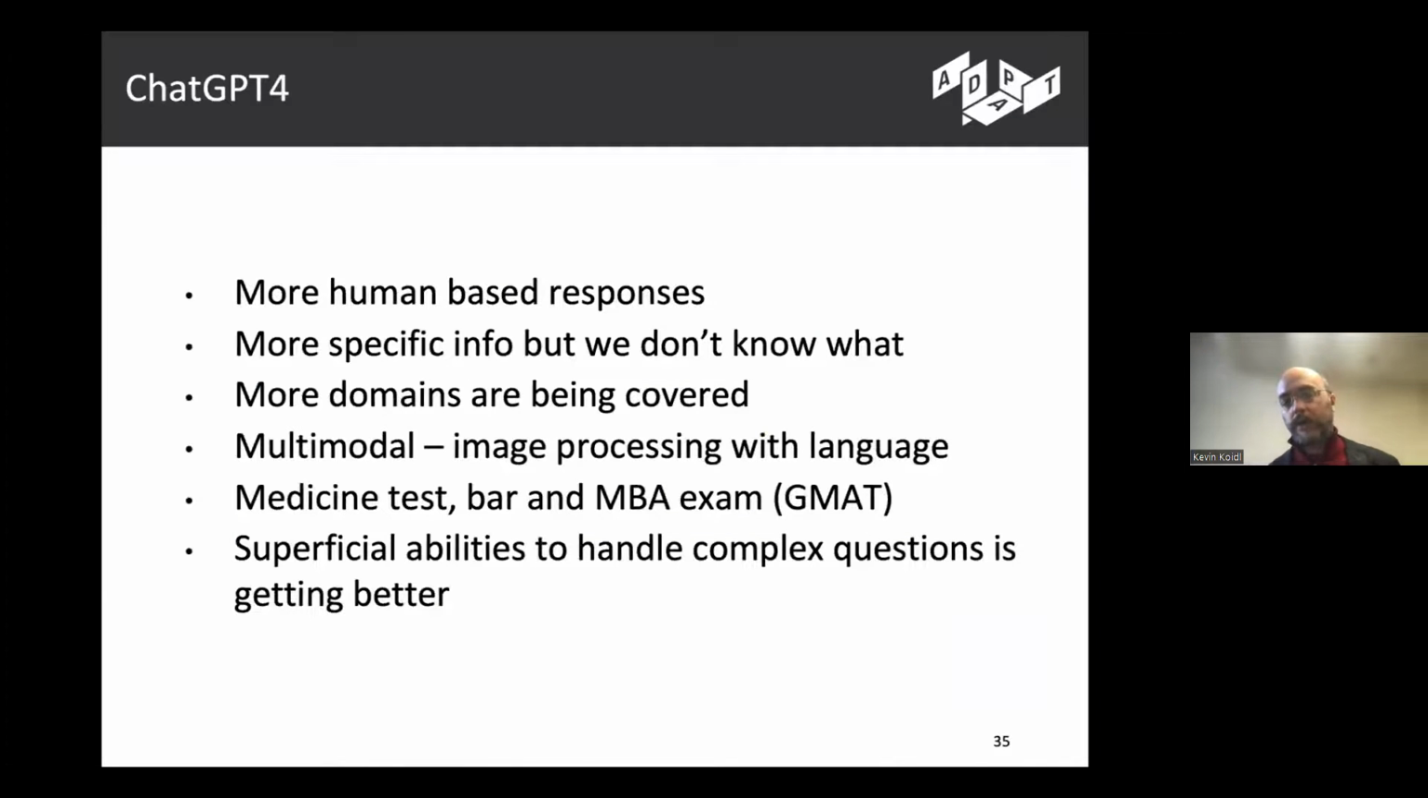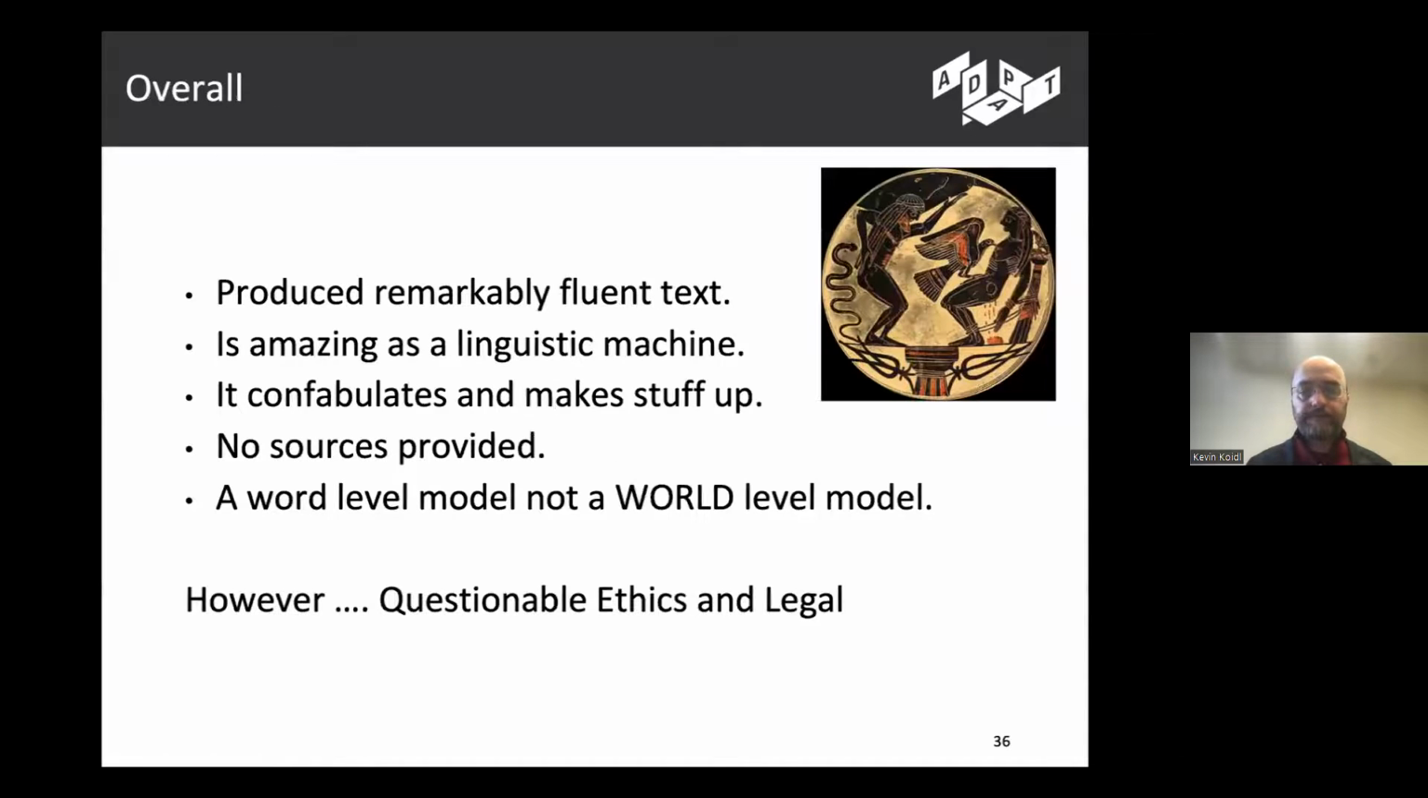ChatGPT is out. It has more human responses. It's better at solving tests. But the big one here is it's multimodal. It also does image processing, image generation kind of stuff, which is really interesting. So it's beyond text at this point.